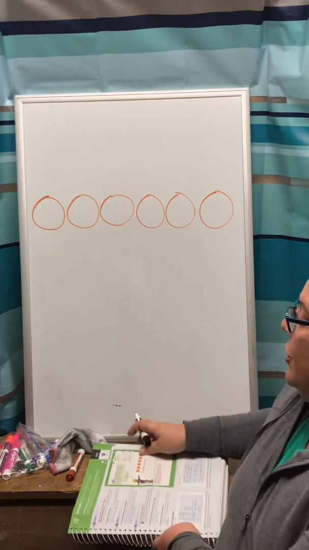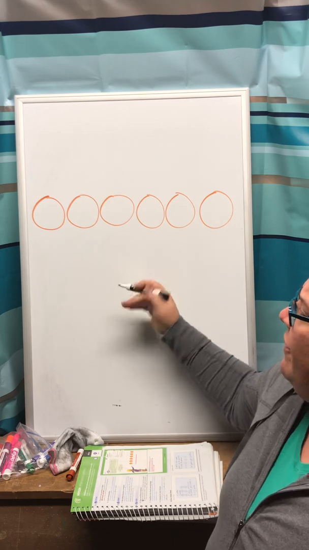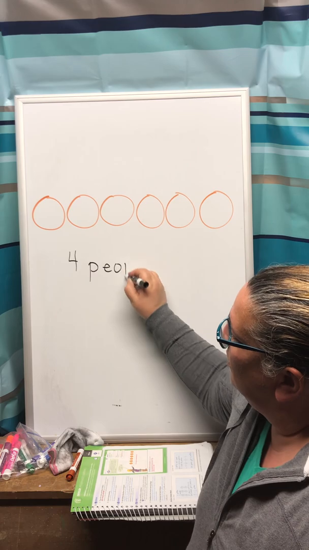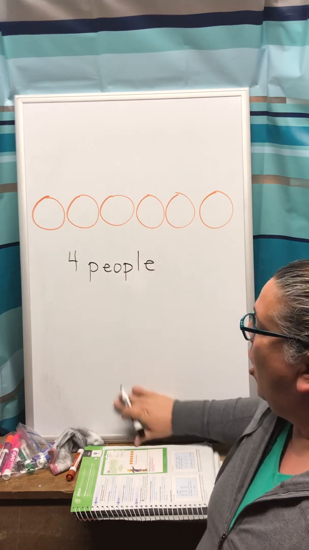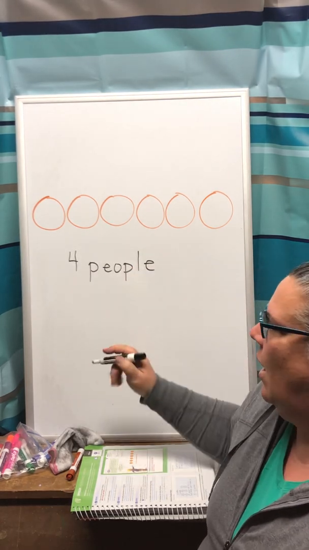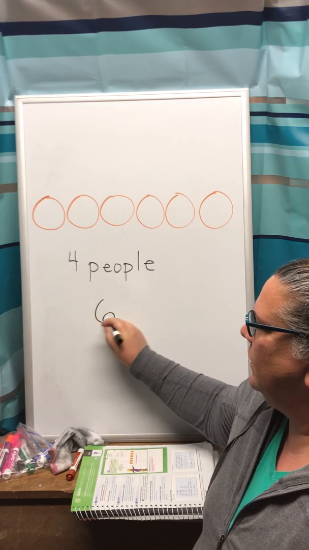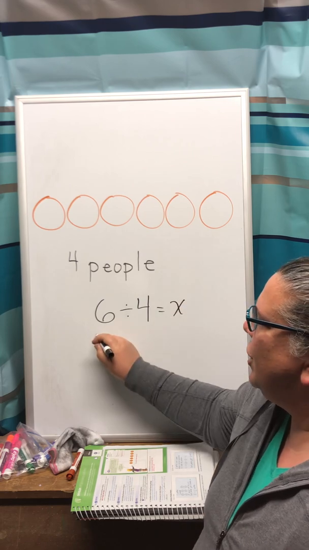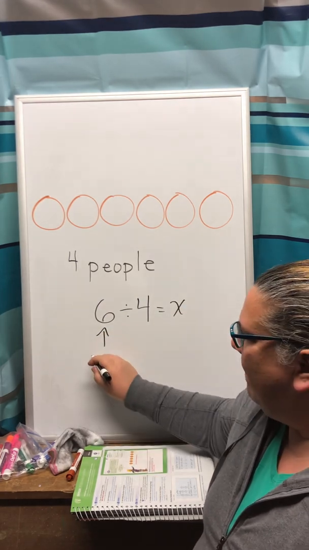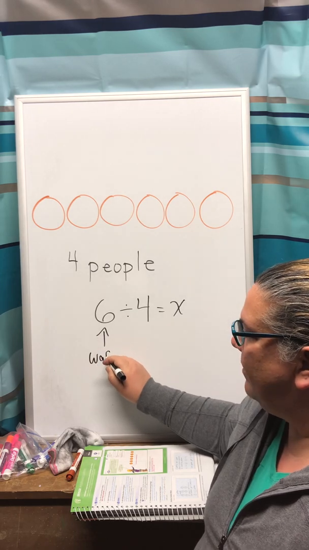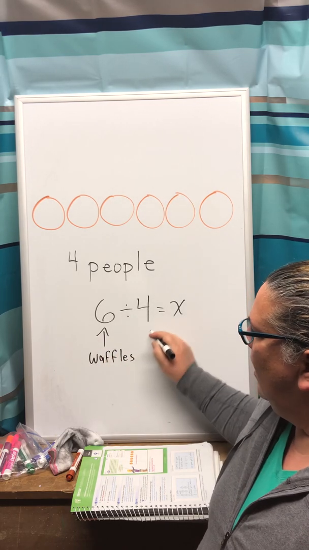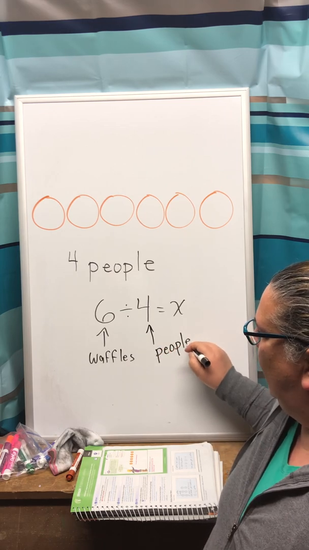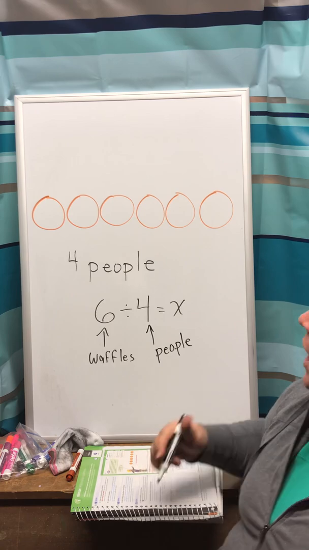So what I know so far is I know we have 6 waffles and I know we have 4 people. So our number model is going to be 6 waffles divided by the 4 people, and that's what we're trying to find out. So what does each number represent? My 6 is how many waffles I am starting with, and the 4 is how many people are going to share those waffles.